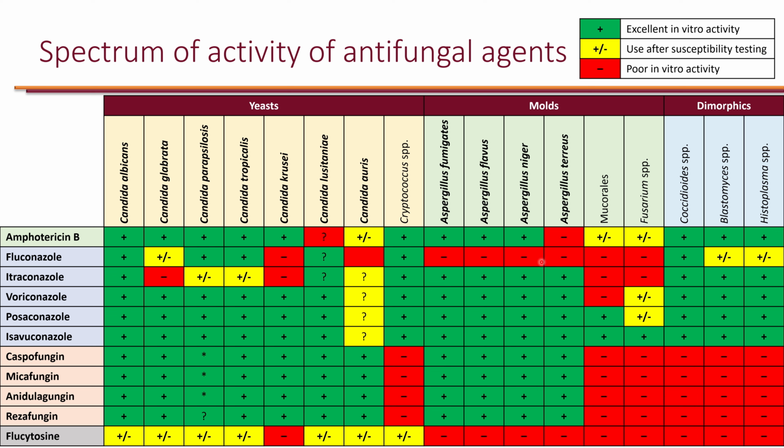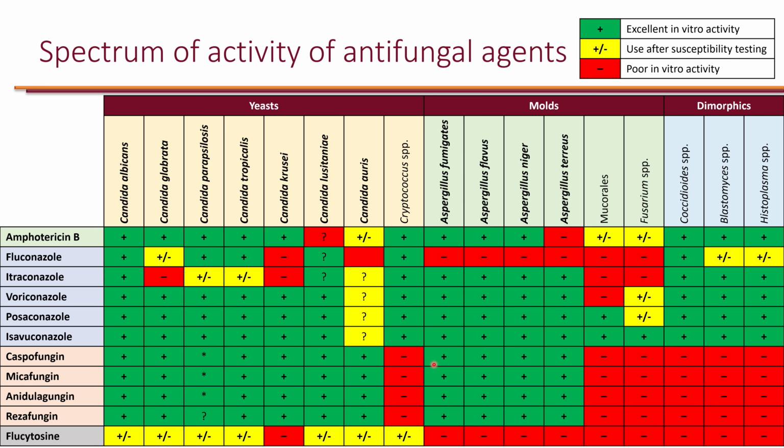Fluconazole has the worst activity, so that's why we would say fluconazole is a narrower spectrum antifungal agent. Itraconazole has more activity, but again, it's not active against mucorales or fusarium. Voriconazole has somewhat activity against fusarium, but definitely not against mucorales. And then posaconazole and isavuconazole, that's when you get the activity against mucorales. So when patients have mucorales, these are essentially the agents that you want to use.